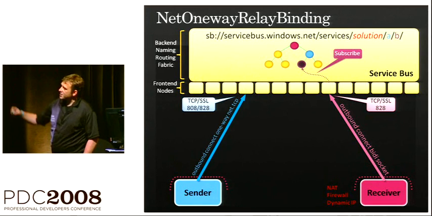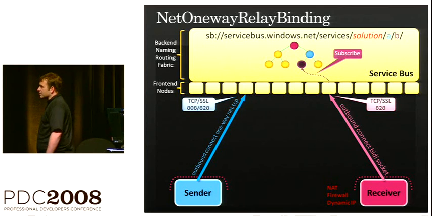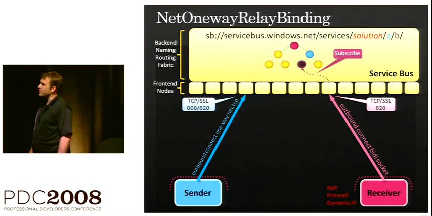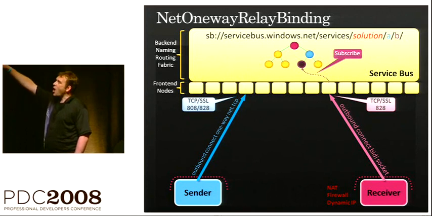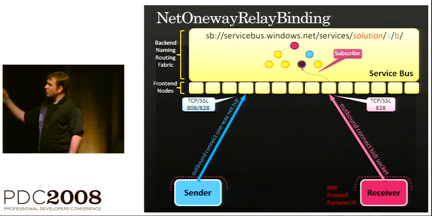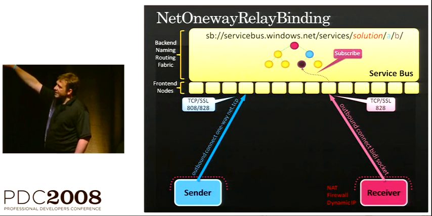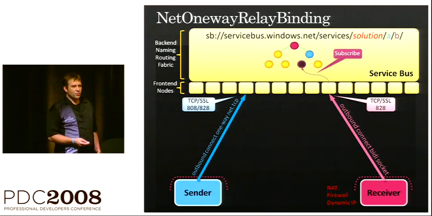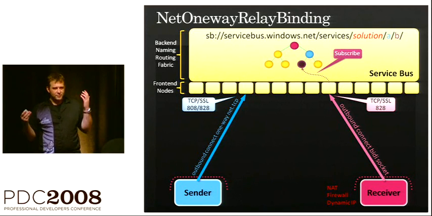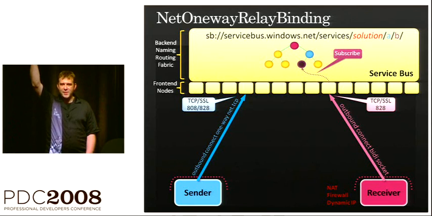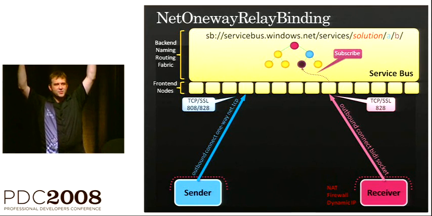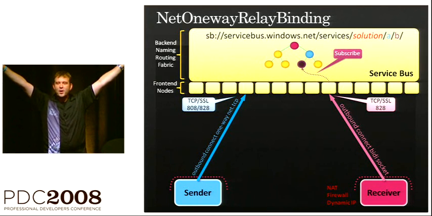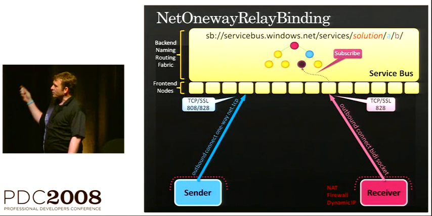Then the client does a TCP SSL connection, just a one-way TCP.NET connection to another node in the fabric. Now, this is important to note. The backend naming and routing fabric is the system that we run, and then we have the front-end nodes, and we have very many of them. So here's a scaling puzzle. A client gets balanced to one node. The server is balanced to another node, so they're sitting far apart from each other. What do we do with those one-way messages?